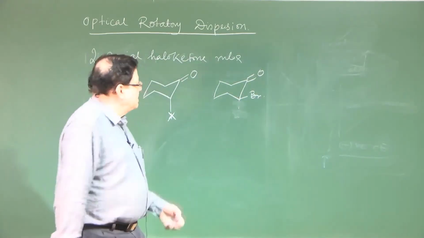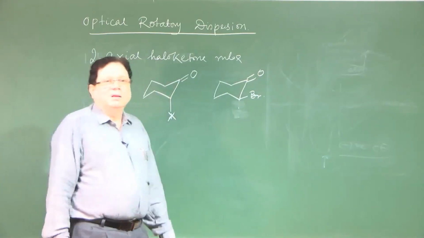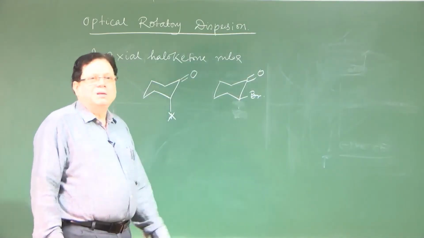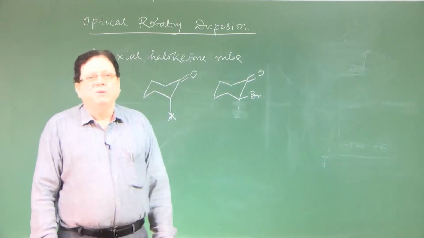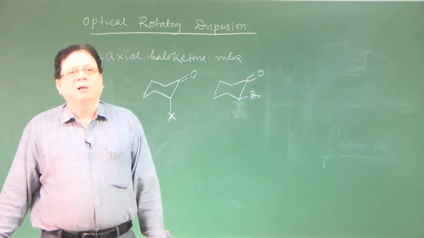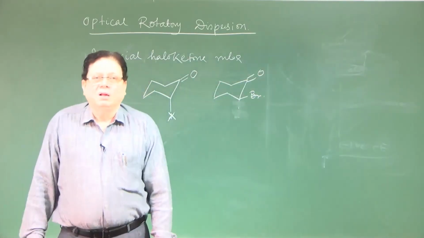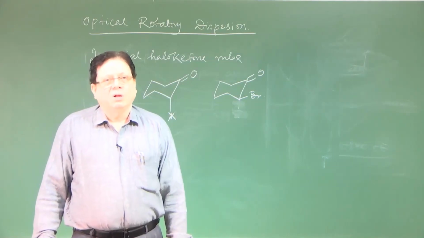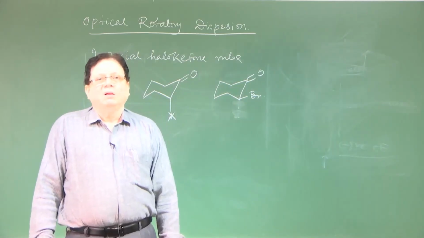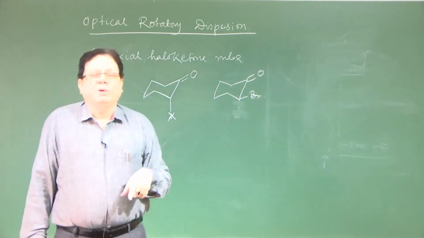You know that because of the electrostatic repulsion between this electronegative oxygen and the bromine, the halogen tries to occupy the axial orientation, and this can be verified. The axial or the equatorial nature of a halogen can be verified by spectroscopy, especially IR spectroscopy. You look at the carbonyl stretching frequency of this cyclohexanone system.